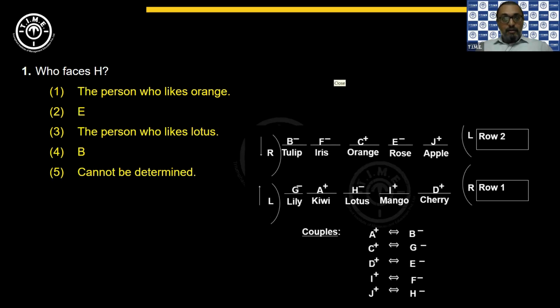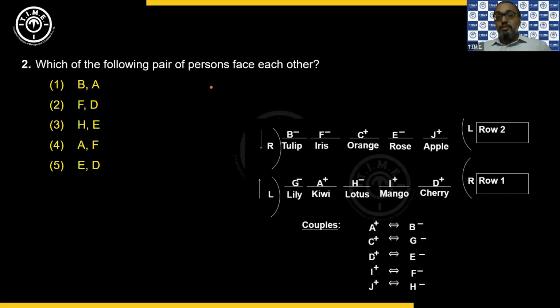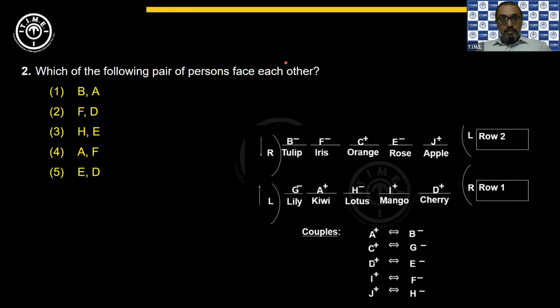Great. Okay, who faces H? According to the arrangement, we have C. But C is not there, but we have option 1 that says the person who likes orange. That is correct. Yes, option 1 works. Good. Then which of the following pairs of persons face each other? Go through the arrangement and see who is facing each other. Which option it is?